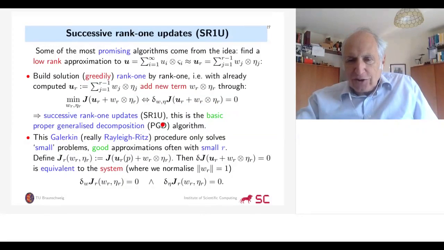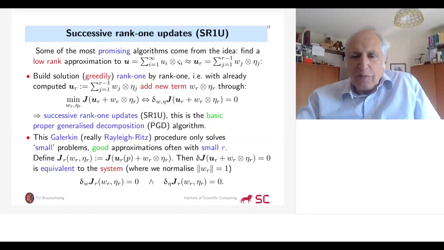This is the Galerkin conditions of solving this here. And so I can define this functional, just this part here, just to use this. And of course, we want the derivative of this to be 0. And this is 2 equations: one, the derivative with respect to W, and the other with respect to eta. 2 systems of equations which are coupled, okay?